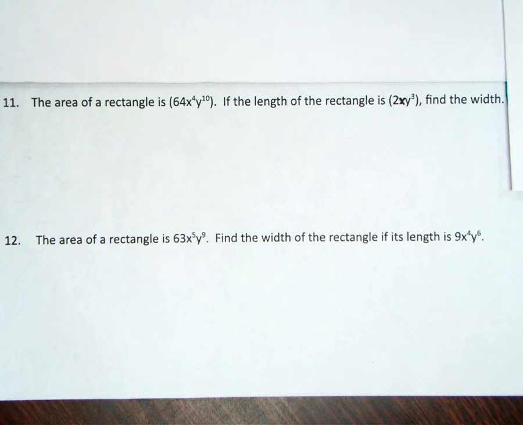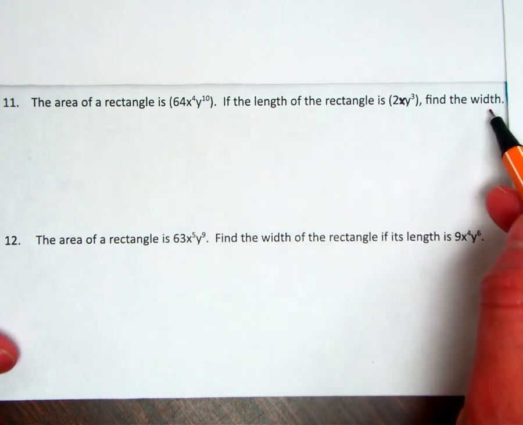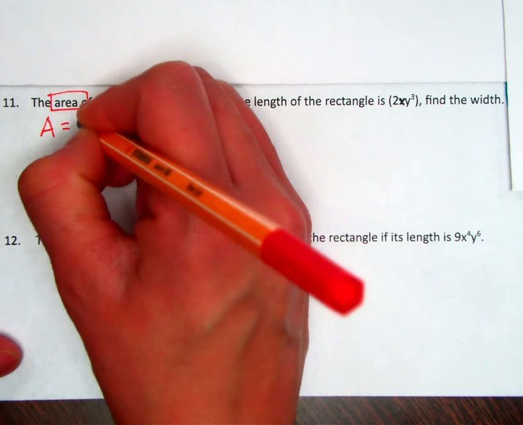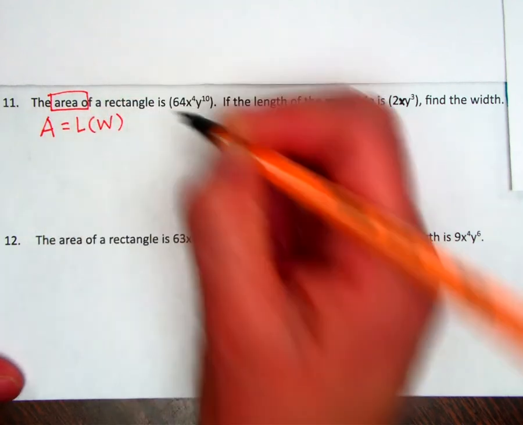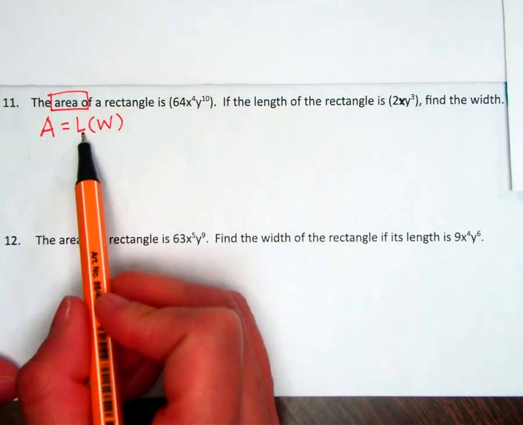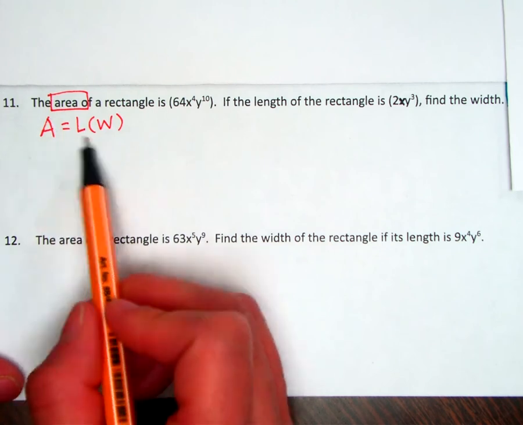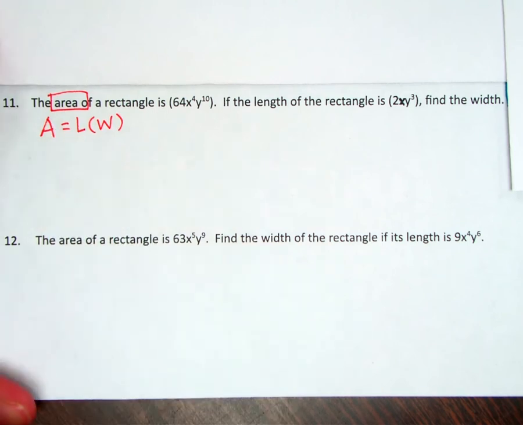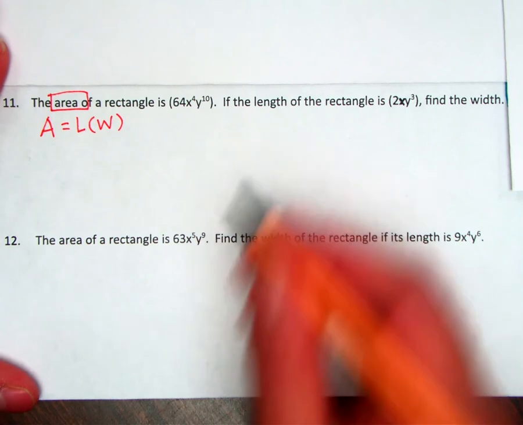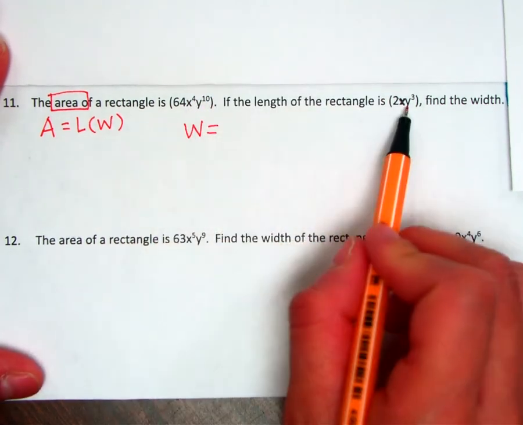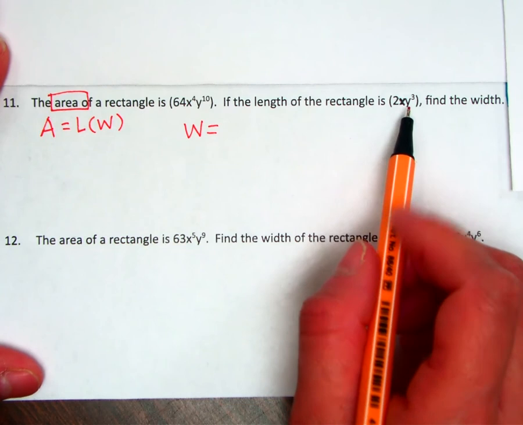So before we were finding the area and we multiplied the length and width. Now you know the area and you know the length, you're missing the width. So go back and think of that formula: A equals L times W. If you know the area and you know the length, you would need to find the width by dividing the area by the length. So if I take the area and divide it by the length, I can find the width.